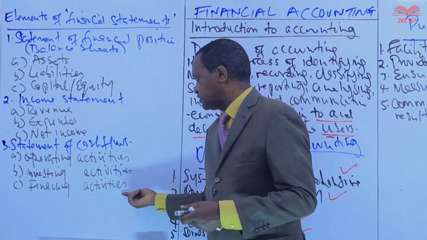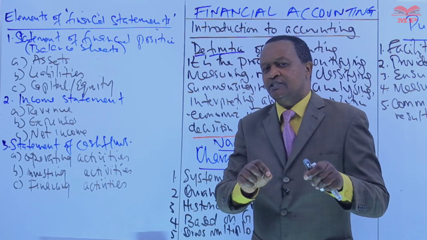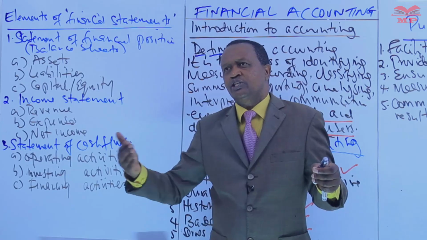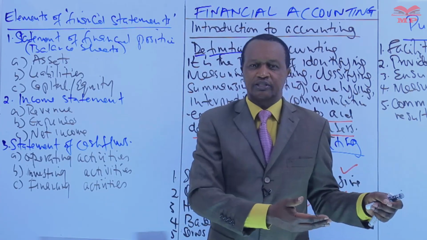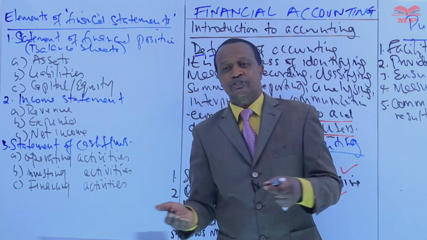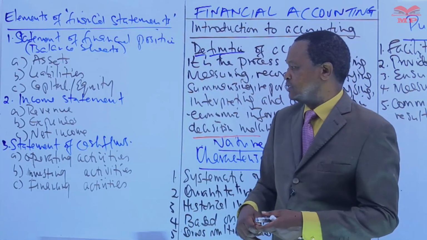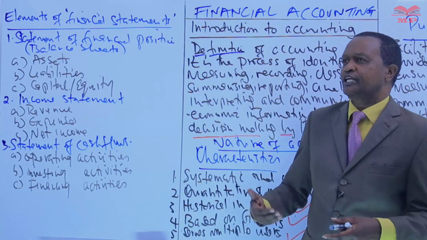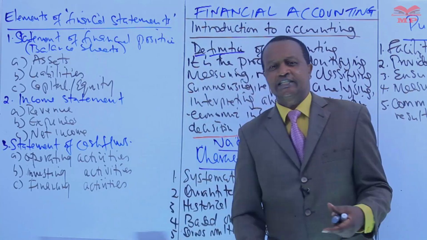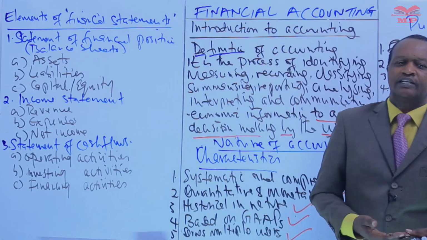Then lastly, the other element is financing activities. These are cash flows that are related to changes in company's capital structure, such as issuing of common stock or ordinary share capital. When a company issues ordinary share capital, or when a company repurchases ordinary share capital, that is a financing activity. When a company borrows money, borrowing of loans, that is a financing activity. You understand? When a company repays loans, that is a financing activity.